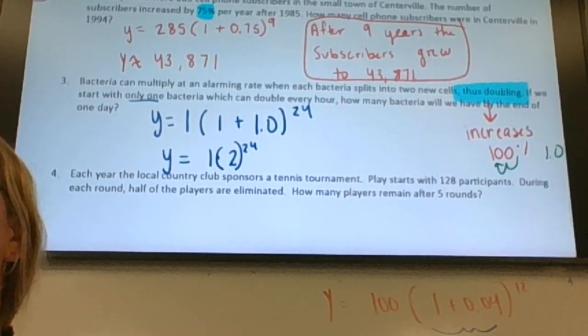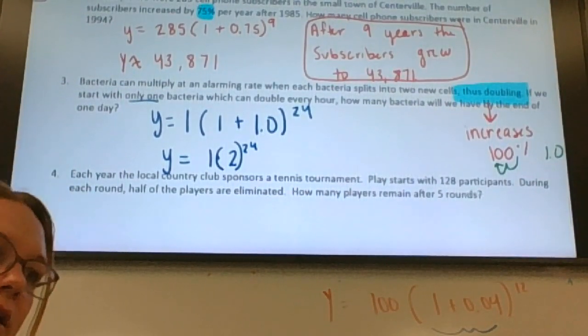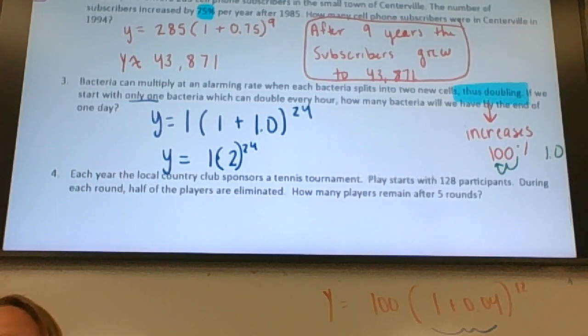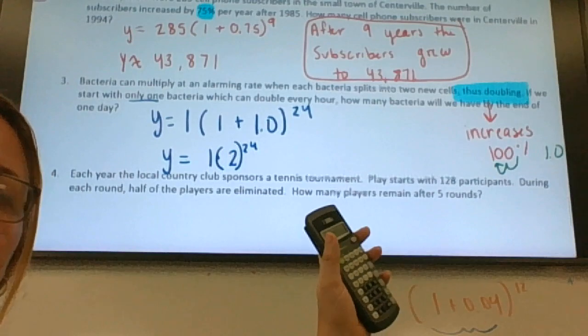This is like the folding the paper to the moon thing, because when you fold the paper, its thickness doubles. Did I show you guys the video? Yeah. I think we should watch it again. 2 to the 24th. Put it in your calculator. What do you get?